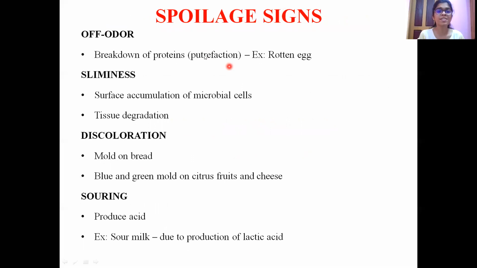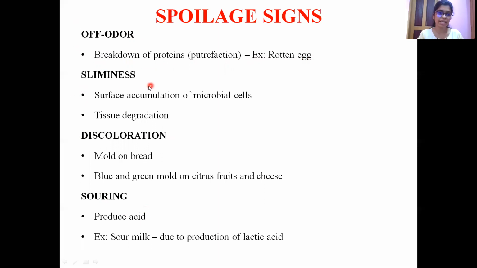So, what are the spoilage signs that we can see in food that has deteriorated in its quality? I have listed the 4 common signs: the off flavor or off odor, the sliminess, the discoloration and souring. The off odor is generally caused due to the breakdown of proteins, and this breakdown may be due to putrefaction, or also another phenomenon called proteolysis, which we will see in detail. One example for this off odor or foul smelling products is the rotten egg smell.